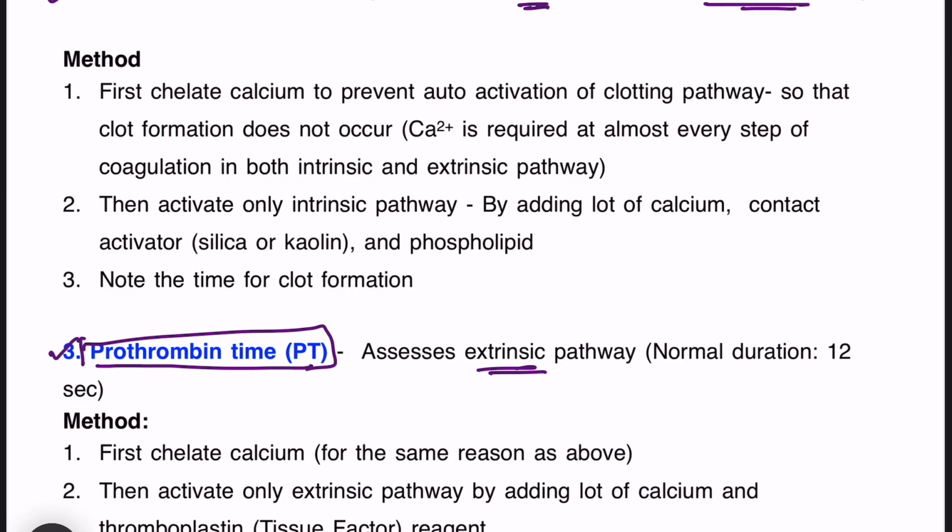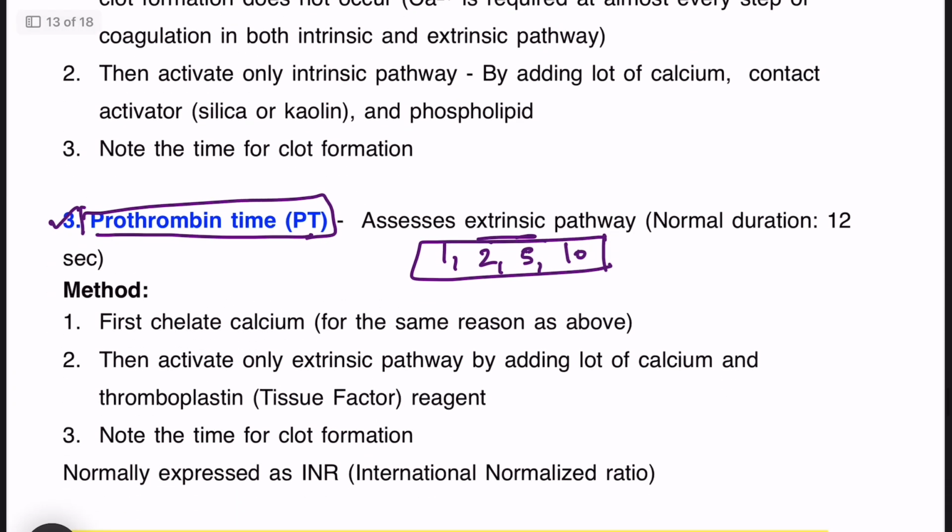However, if there is any abnormality in the common pathway, that is from factor 10 onwards. In the common pathway, we have the 1st, 2nd, 5th and 10th clotting factors. If there is abnormality in any of these, then both APTT and PT will be prolonged because the common pathway is part of both. Okay, we'll just complete the list.